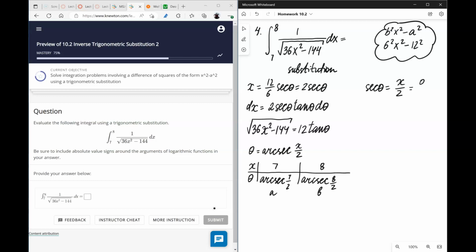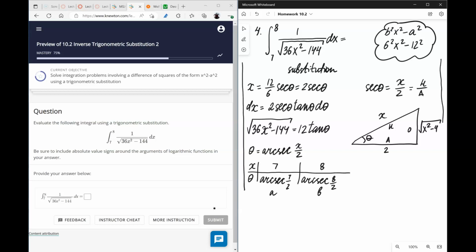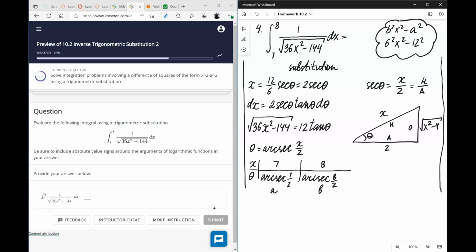Secant theta is the hypotenuse over adjacent. So I'm going to also construct the reference triangle here. This is my theta, this is my adjacent, hypotenuse and opposite. So I'll label this x, label this 2, and this becomes square root of x squared minus 4. And with all of this preliminary steps being done, now we're ready to actually do the substitution.